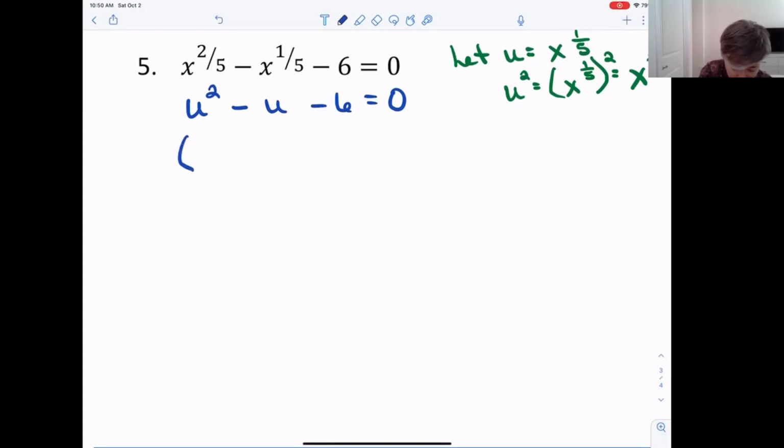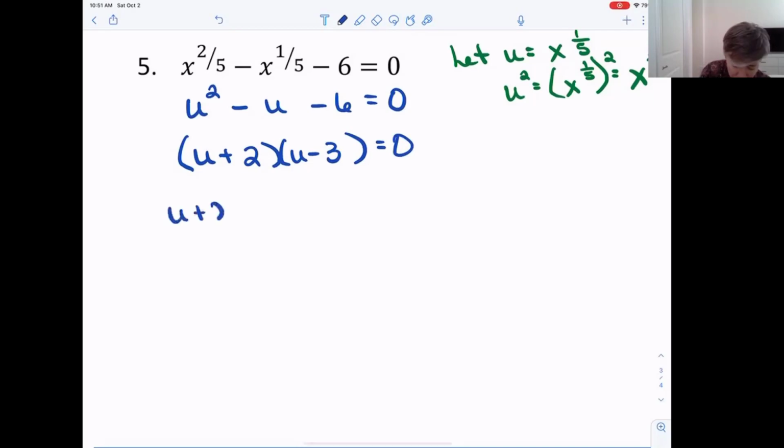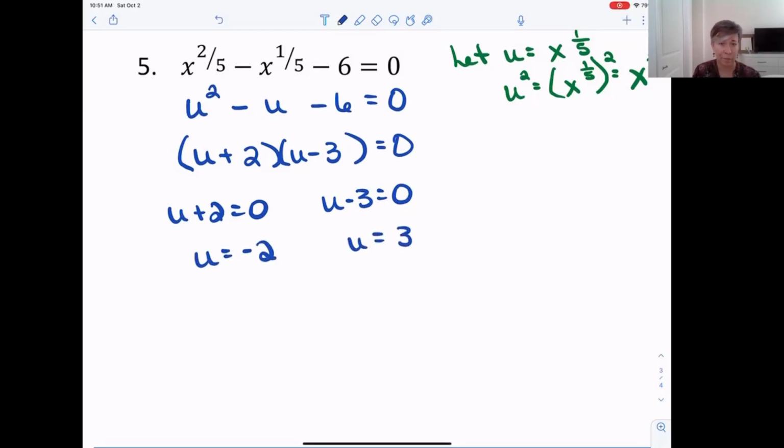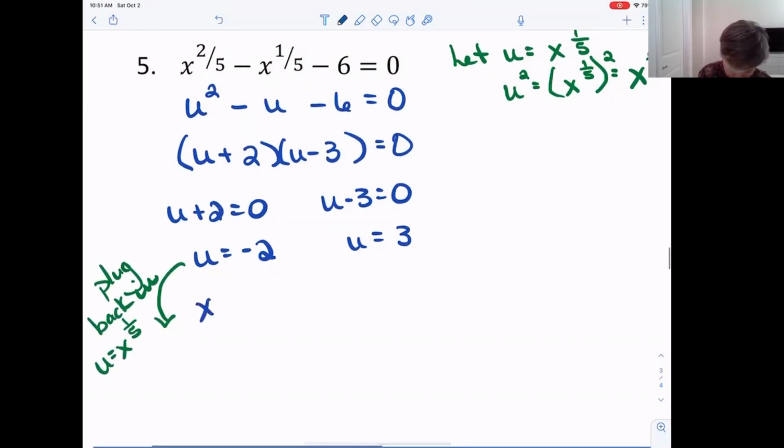The 6 is negative, which means our signs have to be opposites. Don't forget, one positive, one negative. So that would give us a positive 2 and a negative 3, would add up to a negative 1 and multiply to give us a negative 6. So when we set each of these equal to 0, we would get u equals a negative 2 and u equals a positive 3. But again, we need to plug back in the fact that u equals x to the 1/5. So we get x to the 1/5 equals a negative 2, and x to the 1/5 equals 3.